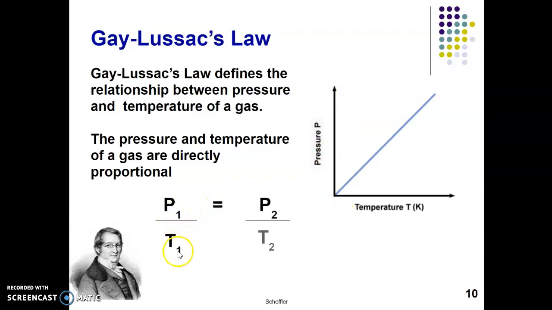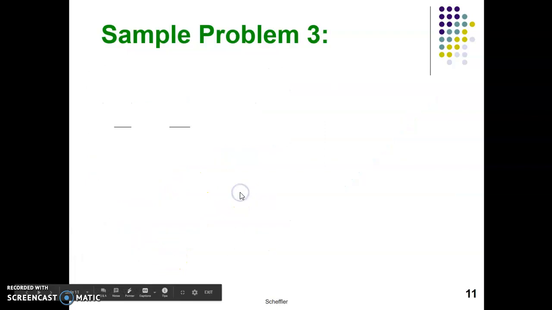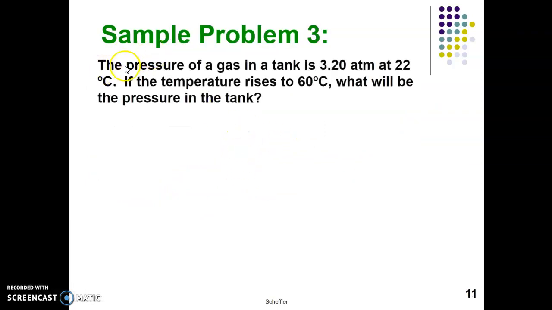So it's P1 over T1 is equal to P2 over T2. So they're directly proportional. So when something is being divided by something else, those two things are directly proportional. If they're being multiplied, they are inversely proportional. So, sample problem 3: The pressure of a gas in a tank is 3.2 atmospheres at 22 degrees Celsius. If the temperature rises to 60 degrees Celsius, what will be the pressure in the tank? So for Gay-Lussac, we have pressure and we have temperature.